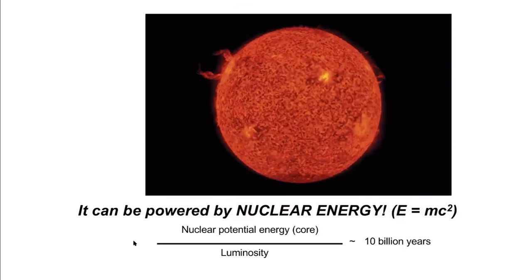So the answer is nuclear fusion. We'll talk about what nuclear fusion is in a bit, but it turns out that simply by combining hydrogen atoms together to make helium atoms, you can have a huge amount of nuclear potential energy just in the core of the sun, just in the very center part of the sun. You divide that amount of energy by the luminosity, and you get a number that's 10 billion years. And that is comfortably older than the oldest rocks that we've found on Earth. In fact, we think the sun is a little less than 5 billion years old now. We're about halfway through the sun's lifetime in terms of how much fuel it has available.